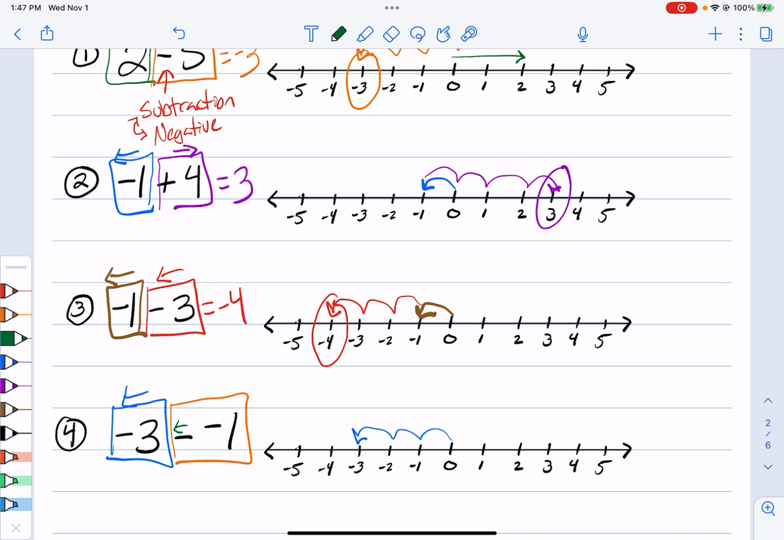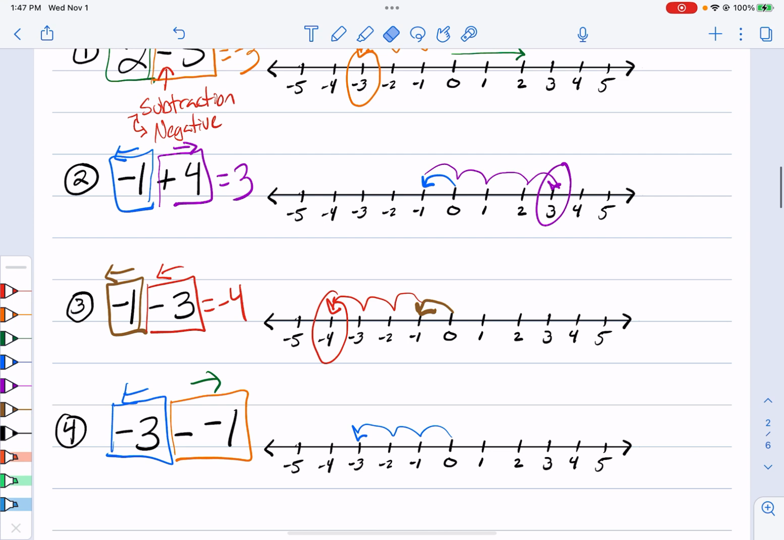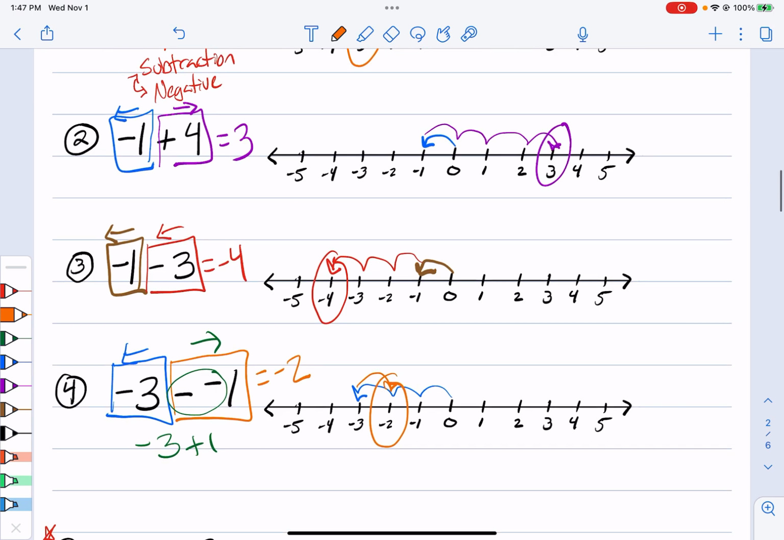So a minus a negative actually becomes a plus. So two negatives become a positive. So if this first sign's telling me to go to the left, and then the next sign's telling me, wait, turn around, these two together become a going to the right. So this actually becomes -3 plus 1. So I'm going to go to the right 1, and I'm going to end up at -2. This problem is really saying -3 plus 1.